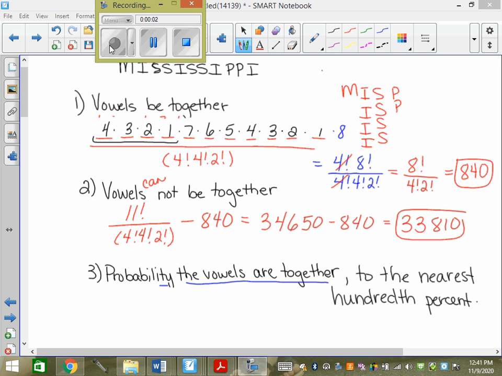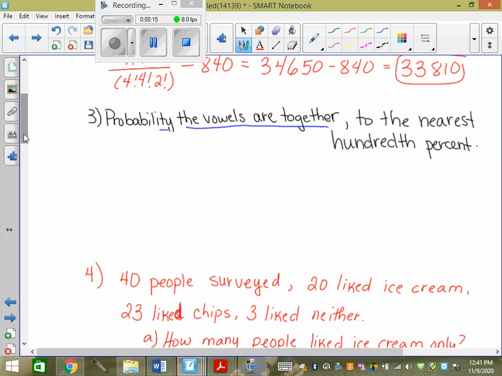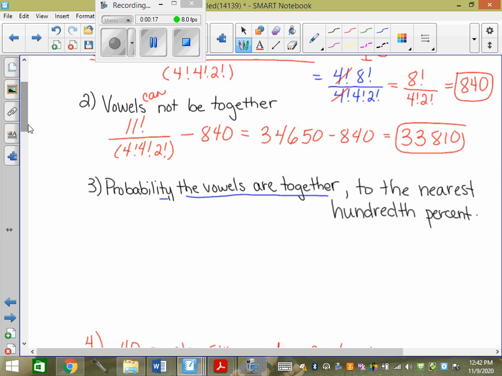So those ones are from Unit 1. And then 3 says the probability that the vowels are together. So what do we do when it's probability? Whatever comes after the word probability affects the top. So we use the word probability: the vowels are together. How many vowels are together?